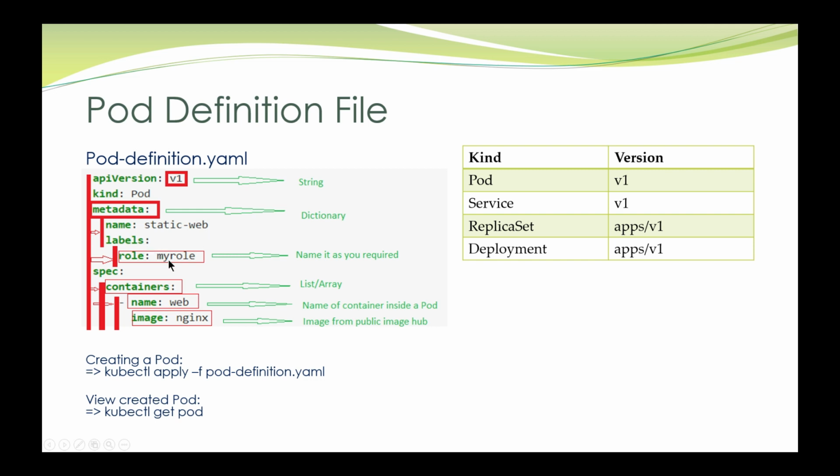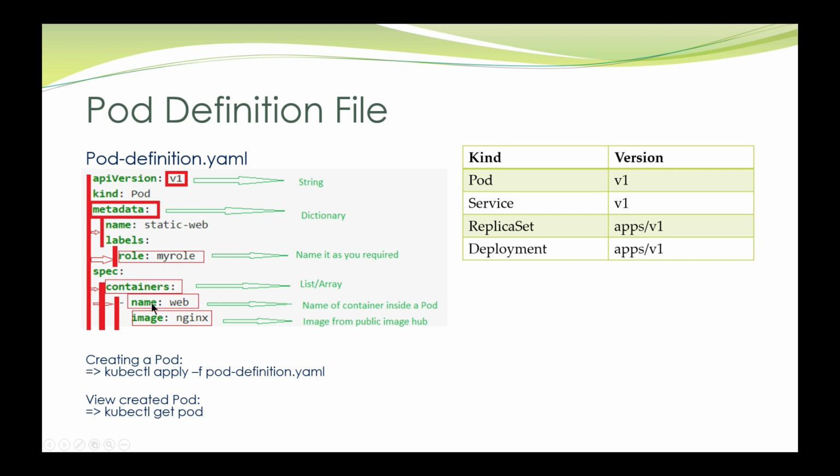You can provide labels as per your requirement, whatever you require. You may want to put some environment information like env: production or development environment, or put some information regarding whether the database is big or small, so that you can deploy accordingly, or you can fetch the information accordingly. The specification part is the most important because it's creating the container. You can have multiple containers also, because it's a list or array kind of thing.